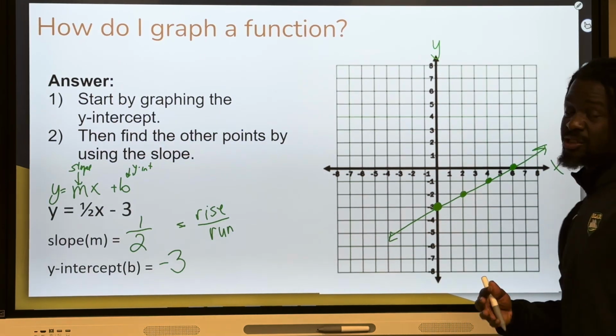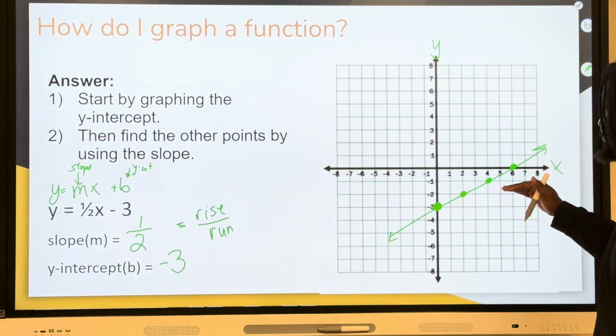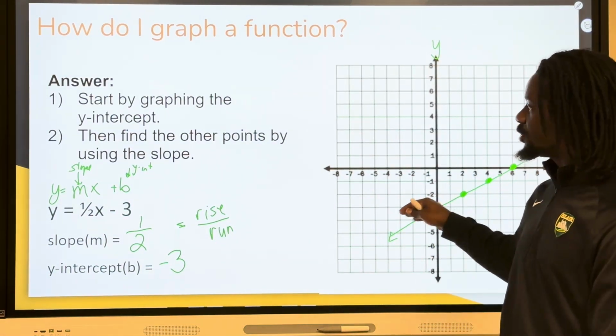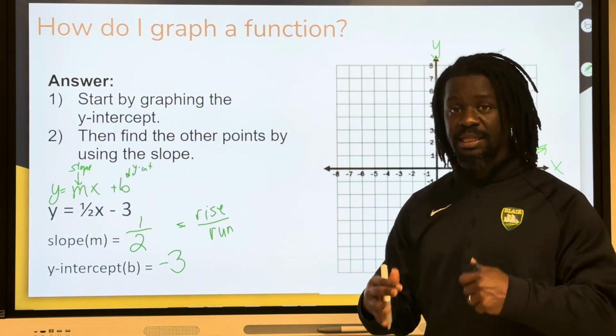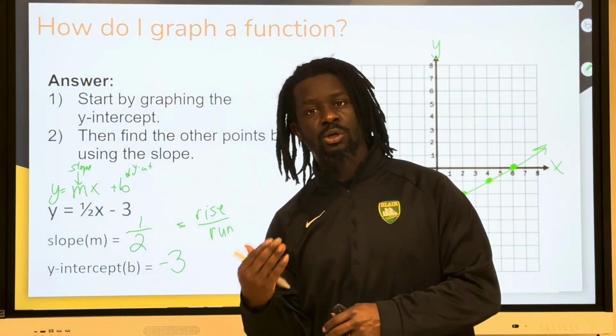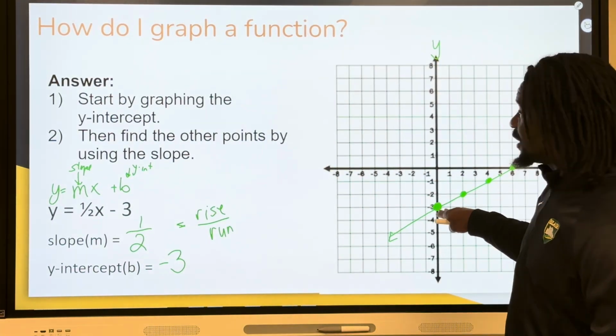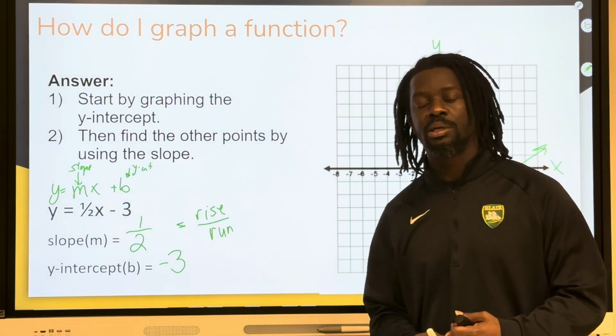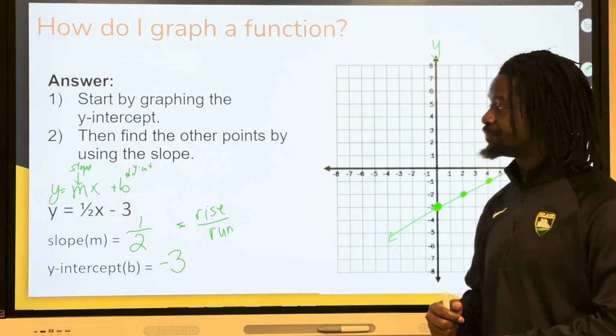On the test, you need to be prepared to look at some graphs and pick which is the graph from a list of graphs. So just as long as you understand that I identify the y-intercept, and then I use the slope to find other points on my graph.